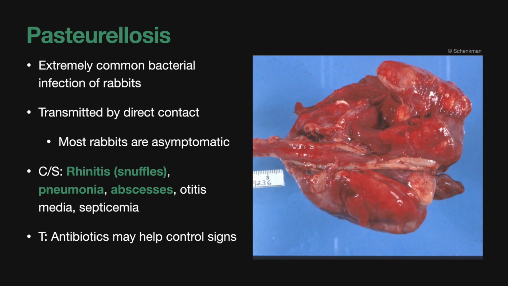Pasteurellosis is an extremely common bacterial infection in rabbits and is typically transmitted by direct contact. Most rabbits carrying Pasteurella are asymptomatic. When Pasteurella infections are clinical, they can cause a wide range of conditions including rhinitis, pneumonia, abscesses, otitis media, and septicemia. Antibiotics may help control clinical signs in rabbits that do develop clinical infections.